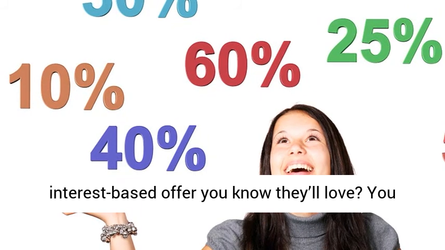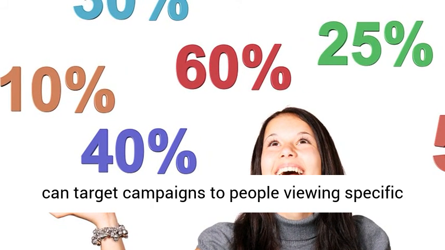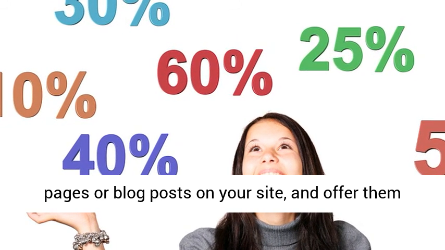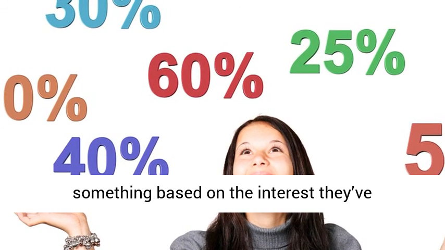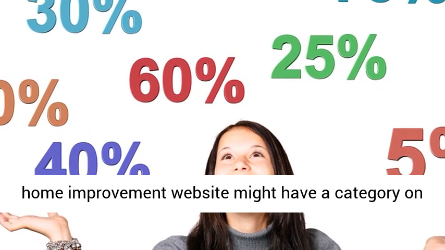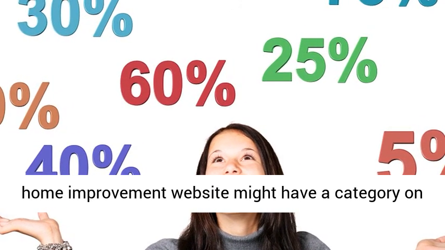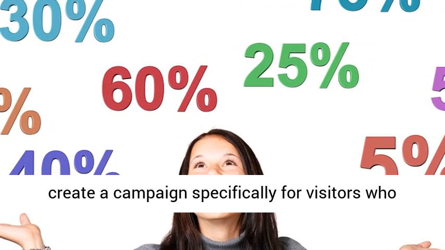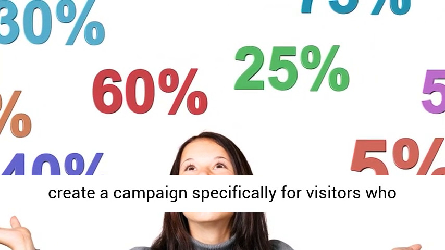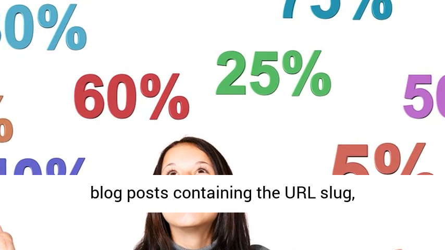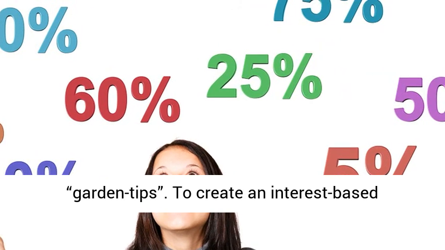Want to present your visitors with an interest-based offer you know they'll love? You can target campaigns to people viewing specific pages or blog posts on your site and offer them something based on the interest they've expressed by browsing those pages. For example, a home improvement website might have a category on their blog for gardening tips. They could create a campaign specifically for visitors who are interested in gardening by showing it only on blog posts containing the URL slug garden tips.